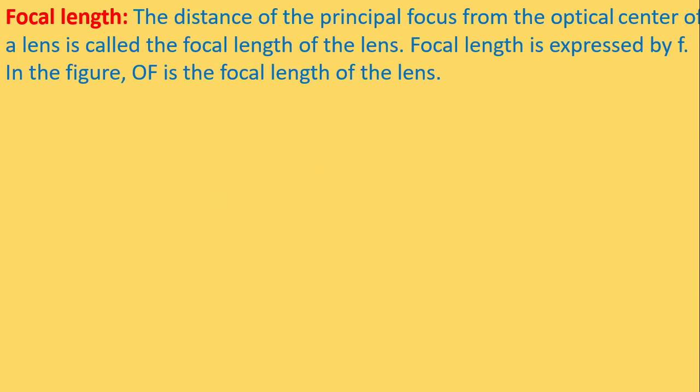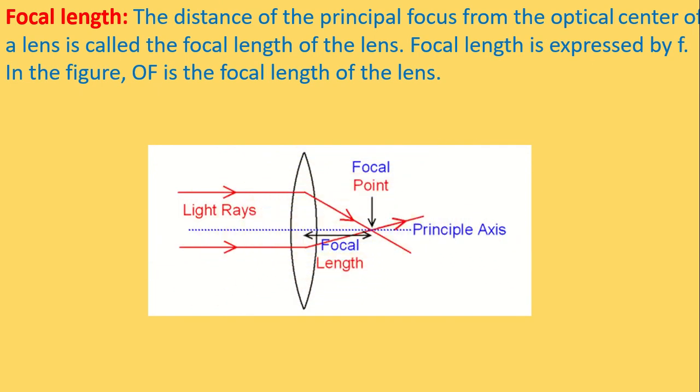Now, focal length. The distance of the principal focus from the optical center of a lens is called the focal length of the lens. Look, this distance will be calculated from the optical center. That means the distance between optical center and principal focus is the focal length, and that is denoted by F. In this figure, OF is the focal length of the lens. This is the principal axis and focal point, that means principal focus, and the distance between principal focus and optical center is the focal length.